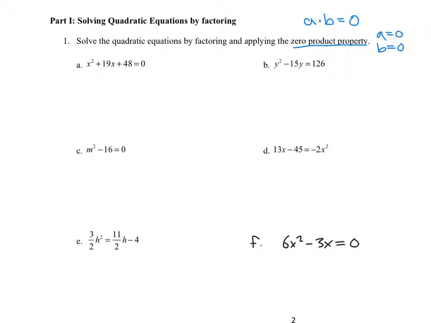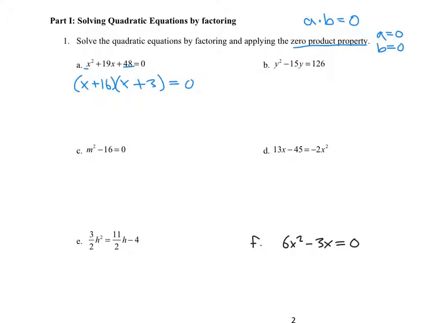So looking at part A, we already have 0 on one side of the equation, so we factor the expression. We put x and x to multiply to x squared. I need two numbers that multiply to 48 and add to 19, which I believe would be 16 and 3, plus 16 plus 3.